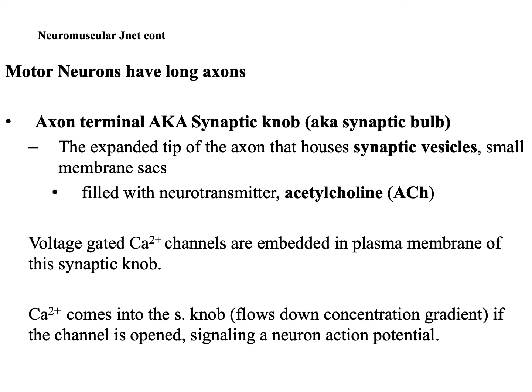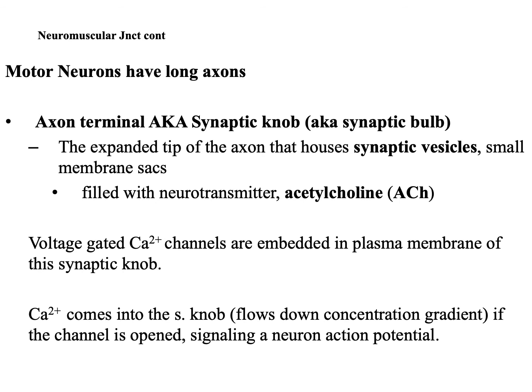And he is going to meet at the neuromuscular junction, and he releases his neurotransmitter. That neurotransmitter's name is acetylcholine. All of your skeletal muscles get stimulated to contract by the beginnings of acetylcholine. So what happens is, at the nerve side, calcium is going to enter into the synaptic knob, the axon terminal, synaptic knob, also called synaptic bulb. Why are there so many names? I don't know. I'm not in charge.